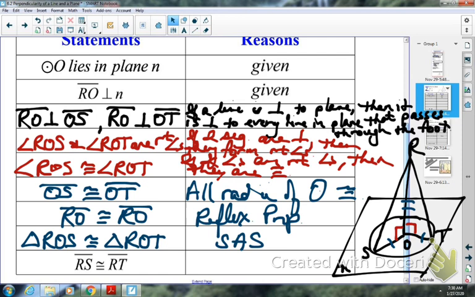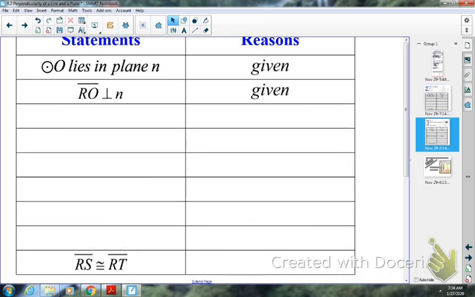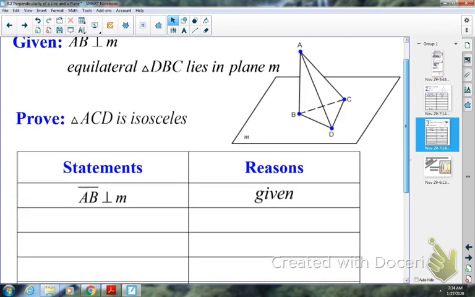And again, if the triangles are congruent, the rest of the corresponding parts are congruent. So segment RS is congruent to segment RT by CPCTC. Okay, so again, just like the ones we saw in the previous lesson, we're still proving a lot with triangles congruent. Now we just have what it means for a line to be perpendicular to a plane to help us out with that scenario. Okay, if we look at the last proof then.